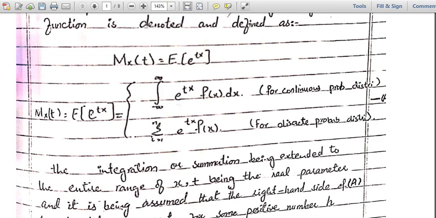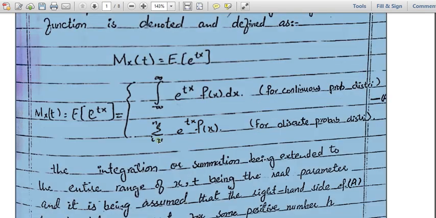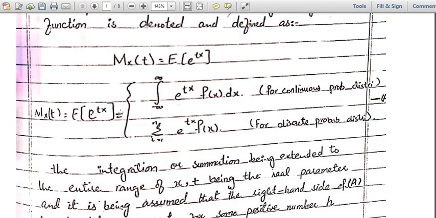By the definition of the moment generating function, M_X of t is the expected value of e raised to the power tX. This is for the continuous case, and this is for the discrete case. For the continuous case, it is the integral from minus infinity to infinity of e raised to the power tx times f of x dx, the definition of expectation. And this is the discrete case: the sum over i from 1 to n of e raised to the power tx times f of x. This is the definition of the moment generating function for continuous and for discrete.